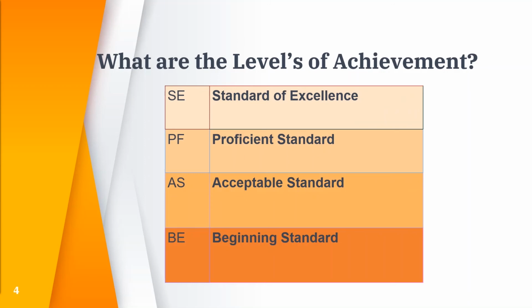Jumping into the levels of achievement, we have 4 of them here. The beginning standard, acceptable standard, proficient standard, and the standard of excellence. We're going to go over these as part of this video.